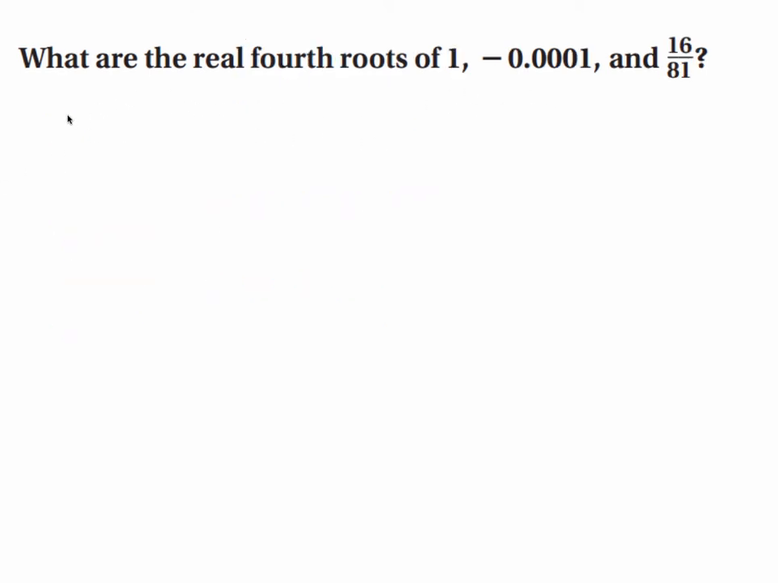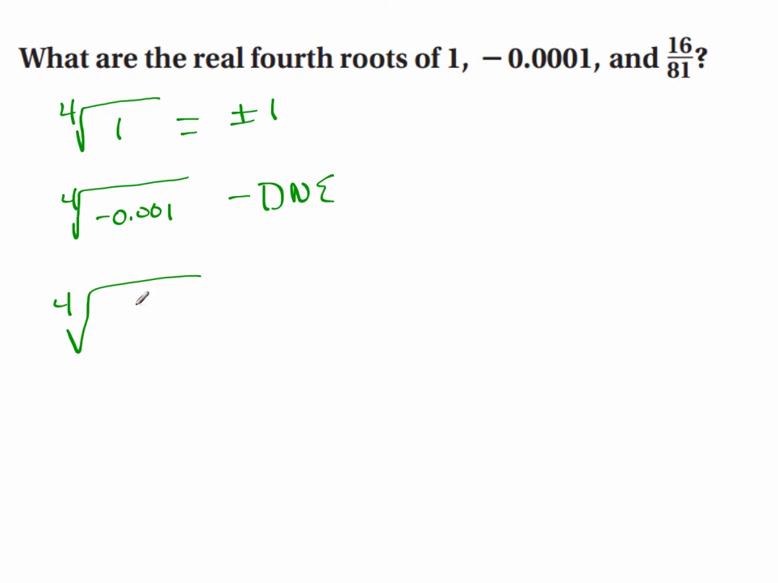What about fourth roots? Well, the fourth root of 1, now here we're going to have the plus or minus 1, because 1 to the fourth is 1. Now, we cannot take the fourth root of any negative number, so this one does not exist. It's not real. What about the fourth root of 16 over 81? Well, this is the fourth root of 2 divided by 3 to the fourth. So this is plus or minus 2/3. You should be getting the idea by now.